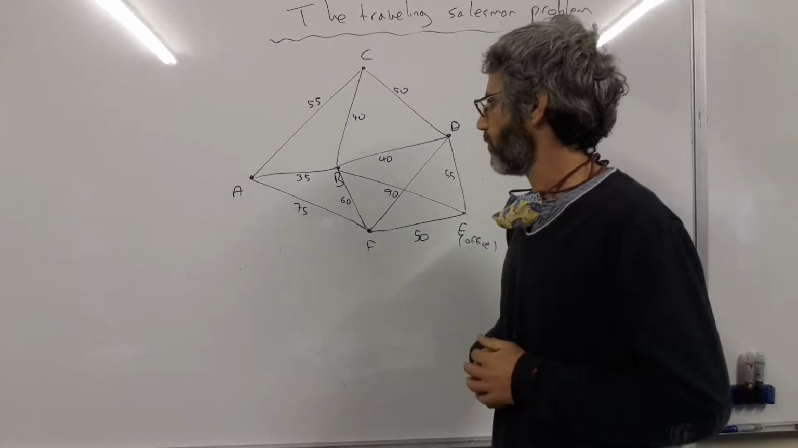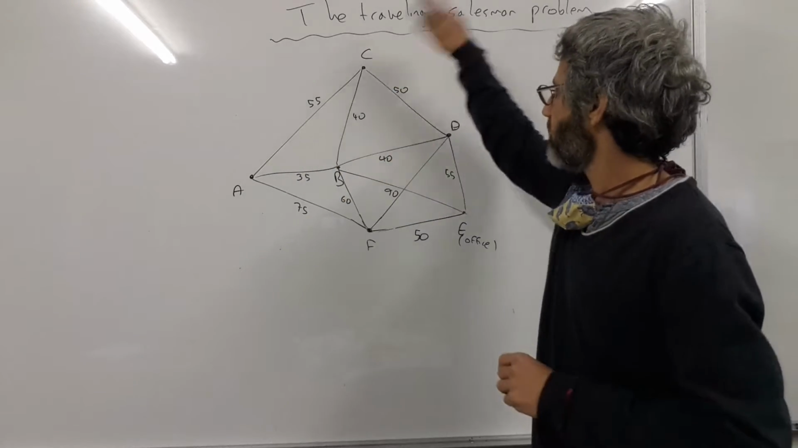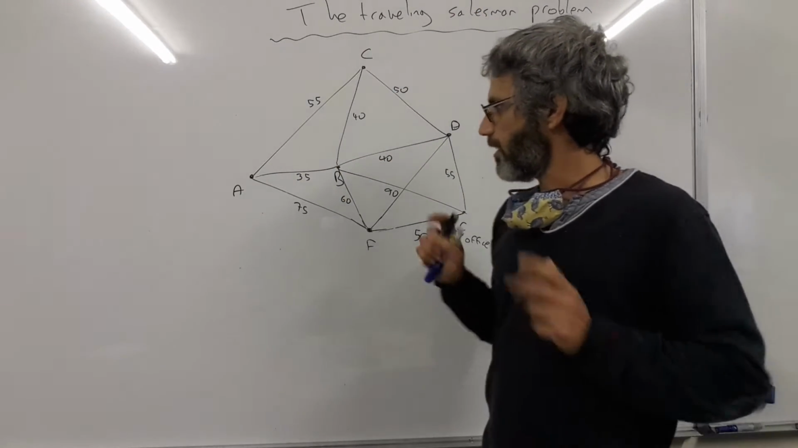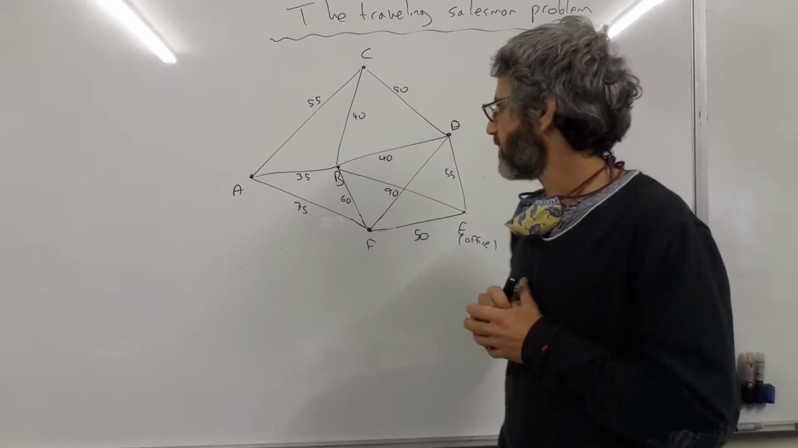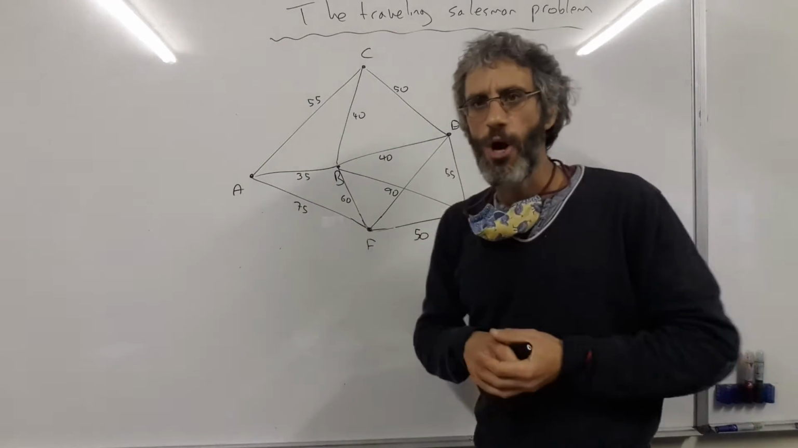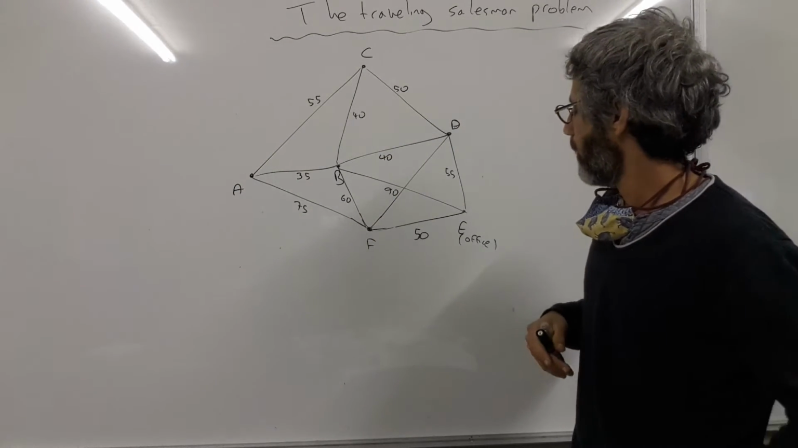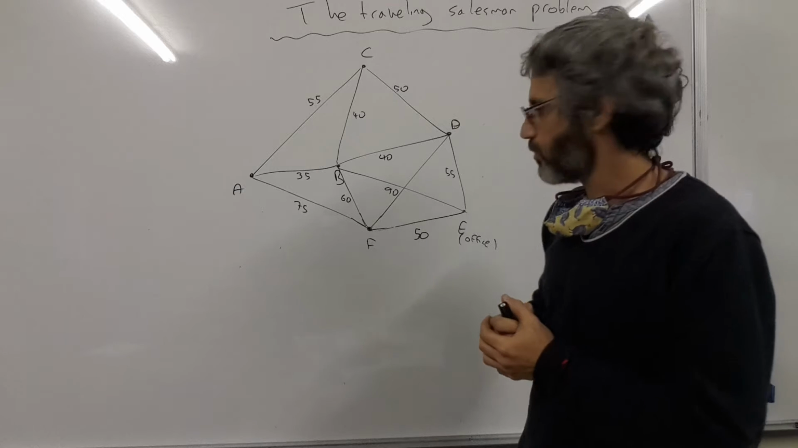So I mentioned this problem last time. We've got cities, A, B, C, D, E, F. Each one of these vertices is a city. We've got the edges, which can be the paths. Obviously, that's just one example. It could mean many other things, but originally, that's how this problem was posed.